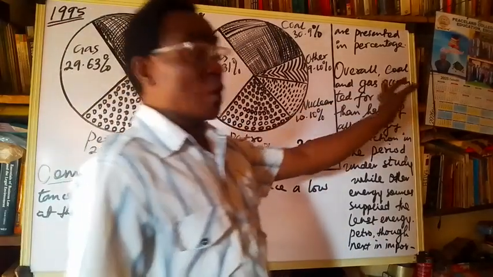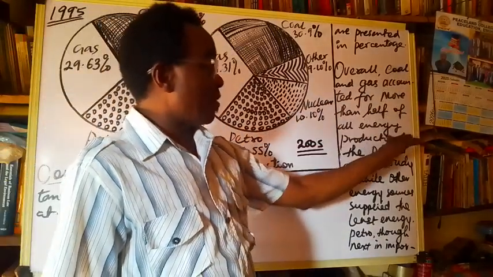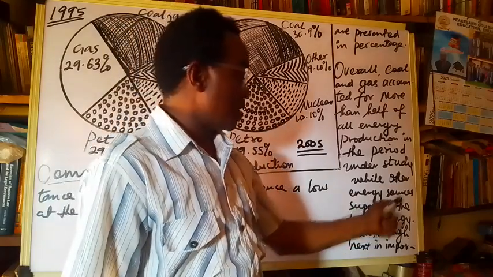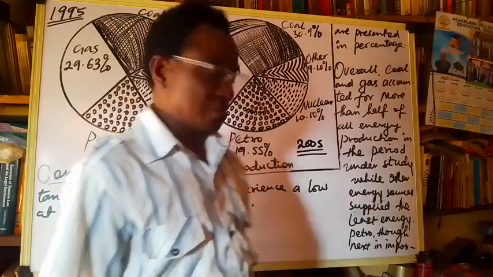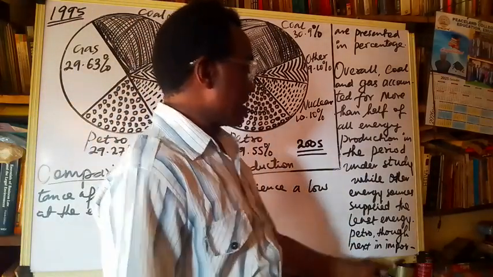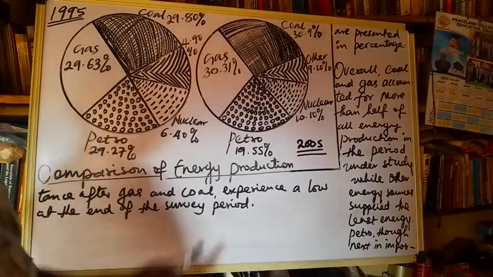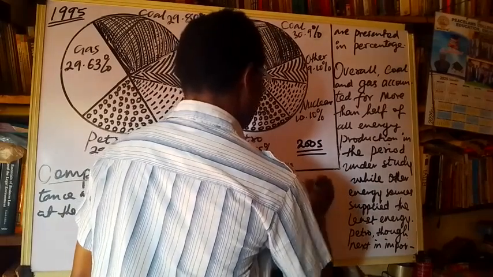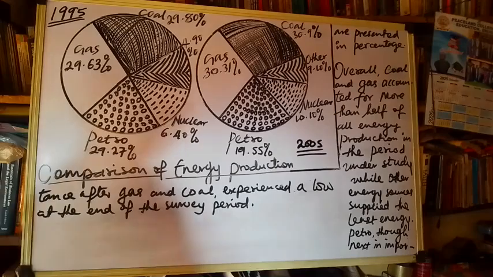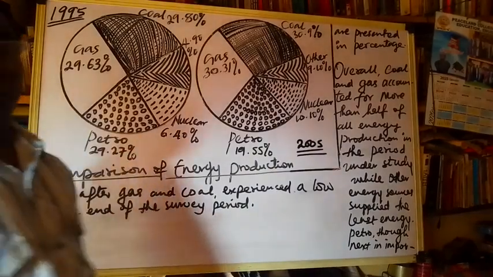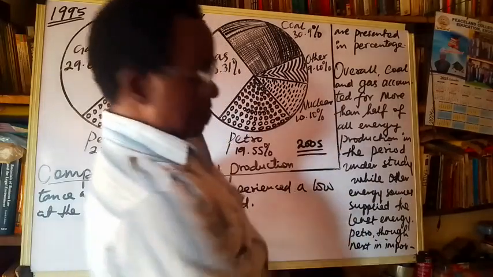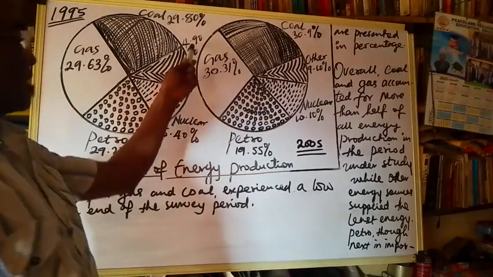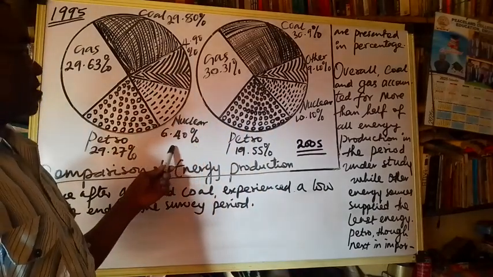It says overall, coal and gas accounted for more than half of all energy production in the period under study, while other energy sources supplied the least energy. Petrol, though next in importance after gas and coal, experienced a low at the end of the survey period. In this summarized analysis, we didn't mention nuclear energy.